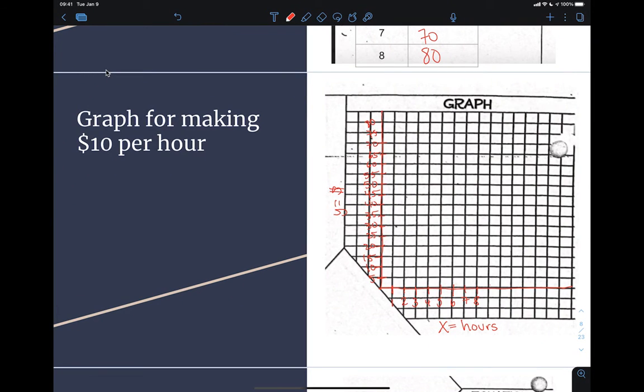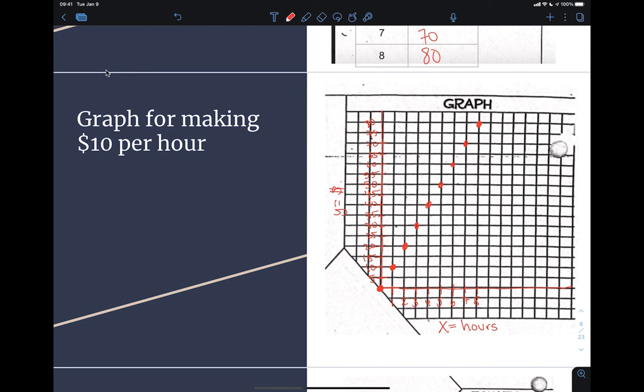All right, let's graph it out. Let's see if we can find our graph. I started with 0 hours, $0. That's my first stop. 1 hour, $10. 2 hours, 20. 3 hours, 30. 4 hours, 40. 5 hours, 50. 6 hours, 60. 7 hours, 70. 8 hours, 80. Wow, look at that great pattern.